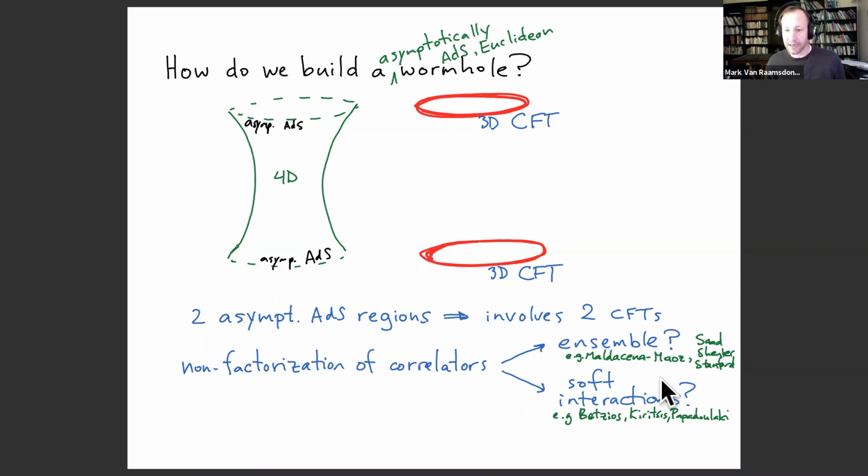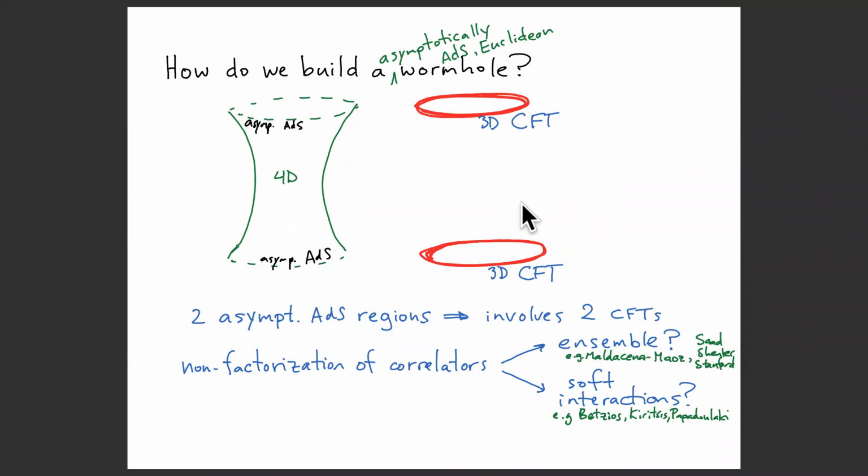Another possible resolution is the idea that maybe these two CFTs are actually just interacting with each other in some subtle way. Maybe there's some kind of soft interaction between the two CFTs, and this leads to the correlators between the two sides.